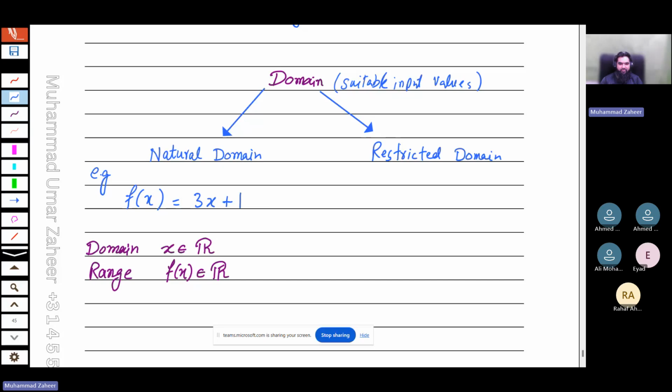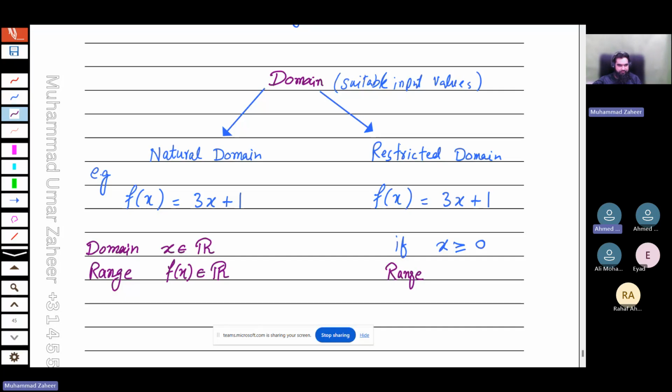On the other side, if we are going to talk about the restricted domain, let's take the same example. So if I say that you have to take a domain, I'm just going to restrict the domain, that if you have a domain x is greater than or equal to 0. Okay, you have to substitute all the values that are greater than or equal to 0. Now, what will be the effect on the range of this one? Yes, anyone?